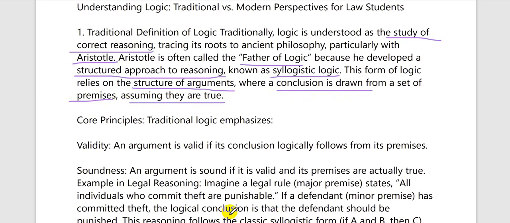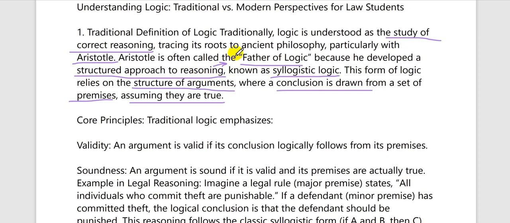So what is the traditional definition of logic? Let's try to understand this again. Traditionally, that is in the olden times, logic was understood as the study of correct reasoning. Basically, we can trace its roots back to Aristotle. Aristotle was also known as the father of logic because he developed a structured approach to reasoning. So this reasoning we have to understand again. What is reasoning? Logically, step by step, coming to a conclusion is known as reasoning.